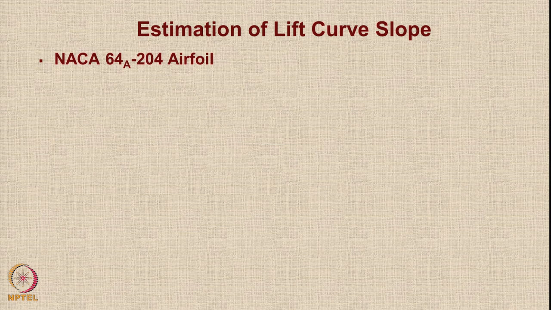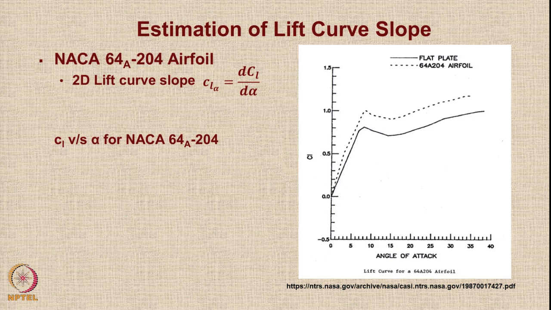We are told that this aircraft is fitted with NACA 64A204 airfoil in the wing as well as in the tail. The two dimensional lift curve slope of the airfoil, which is small c_l alpha or also dcl by d alpha, that is the definition. Here is a figure from one of the NASA reports, NASA archive, that talks about the aerodynamic data of the flat plate and the 64A204 airfoil.